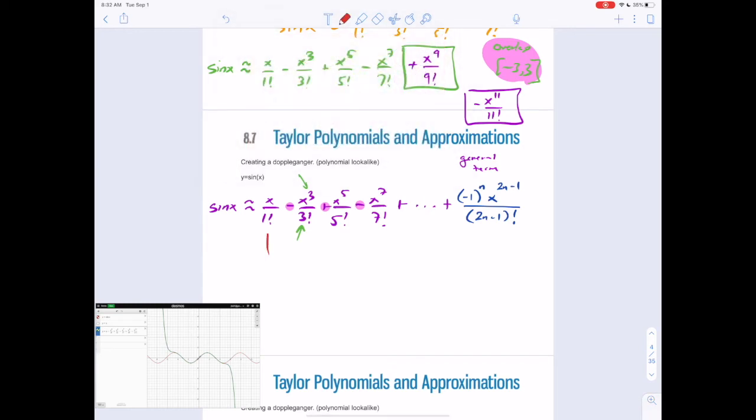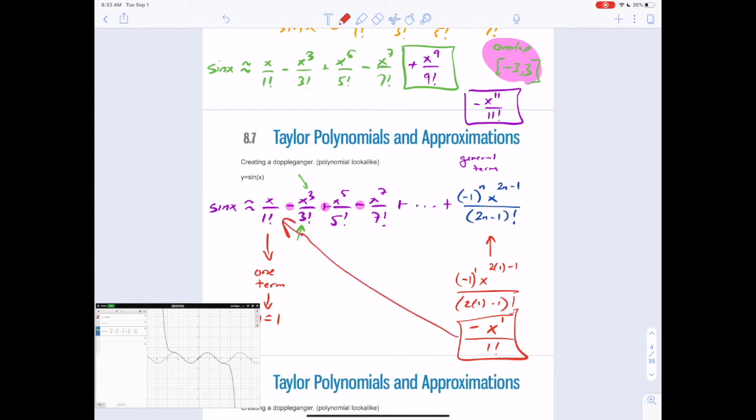If you only had one term, that means that n is 1. So let's plug in what happens when n is 1 here, okay? When n is 1, I'm going to have -1 to the first power, x to the 2 times 1 minus 1 all over 2 times 1 minus 1 factorial. If I clean this up here, I'm going to get x to the first power all over 1 factorial, but -1 to the first power is negative. This is not my first term.